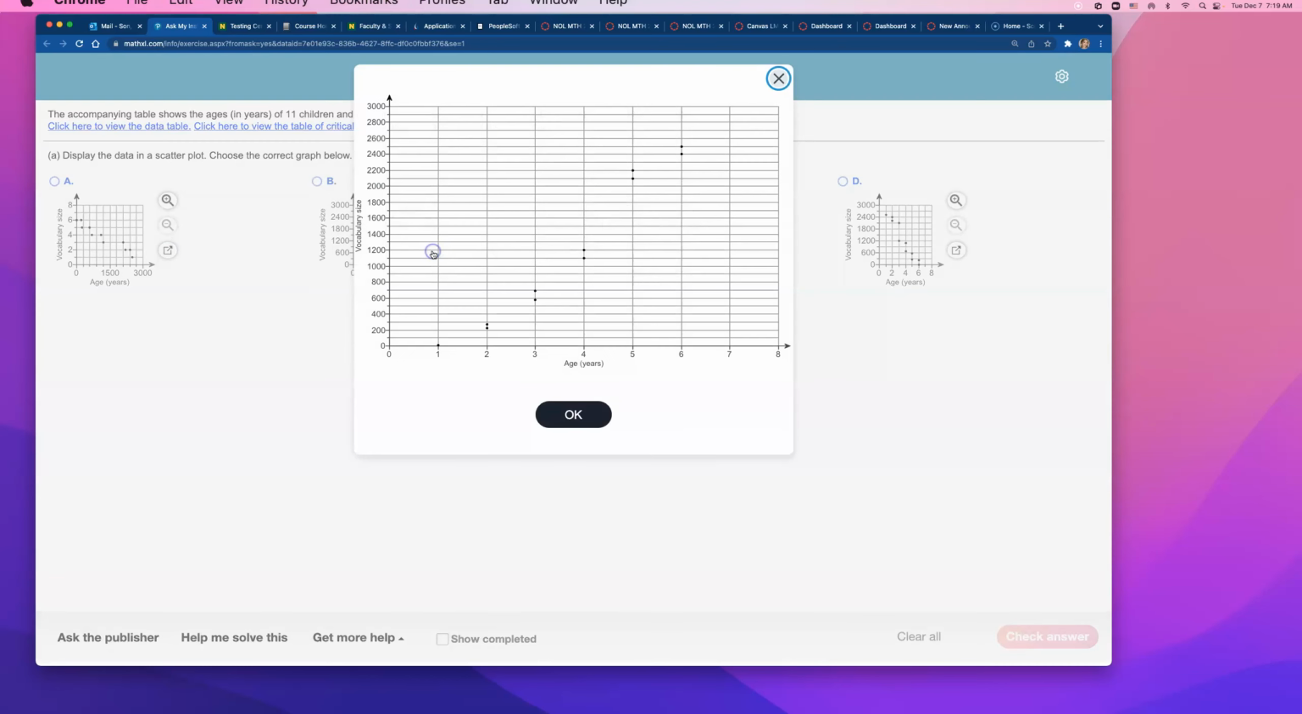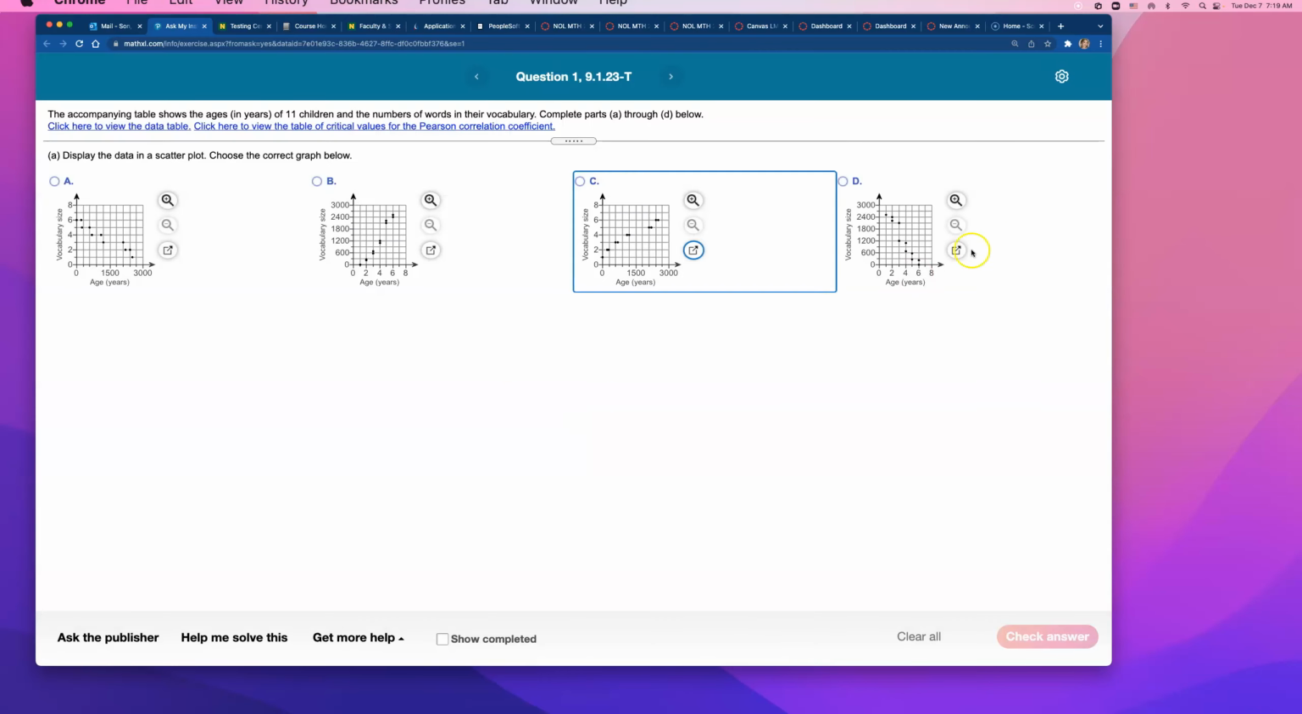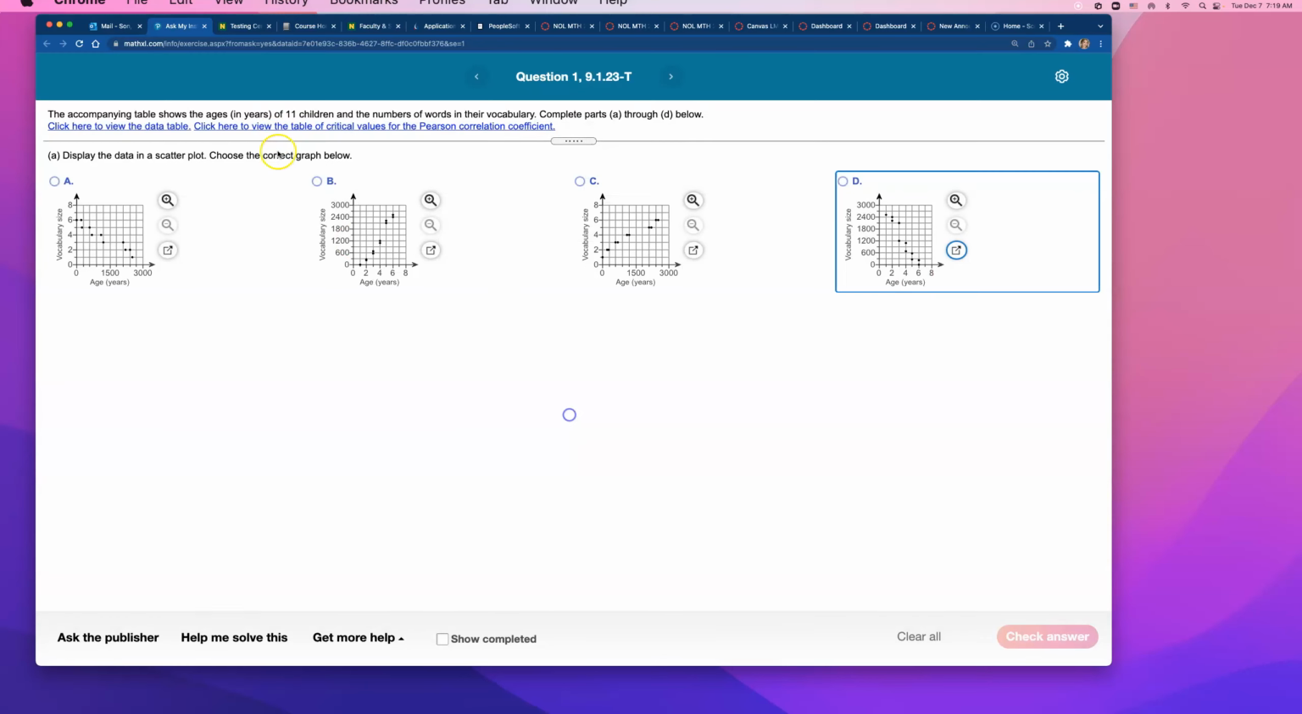What about this one? This could be it. 1, 2, 3, 4, 5, 6, 7, 8. It's going up from left to right, I can see. So B could be it. And I'm looking at C. C shouldn't be it, right? Look at the ages. 500 years, 1,000-year-old. These are not ages of children, right? So that's not it. What about D? And D's going down from left to right. So, I think the answer is B.